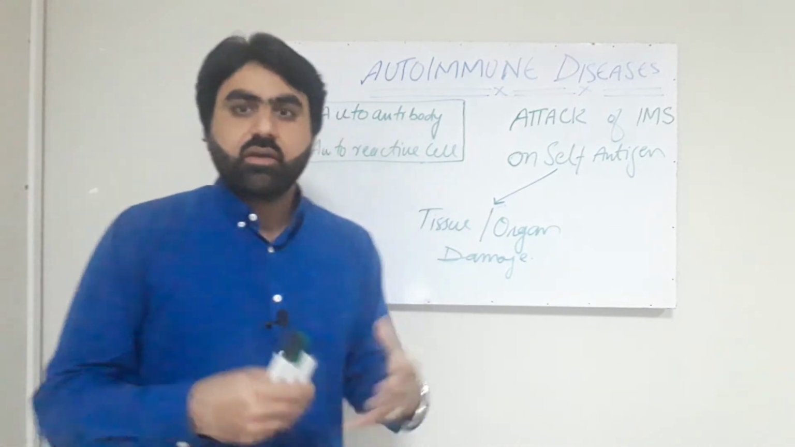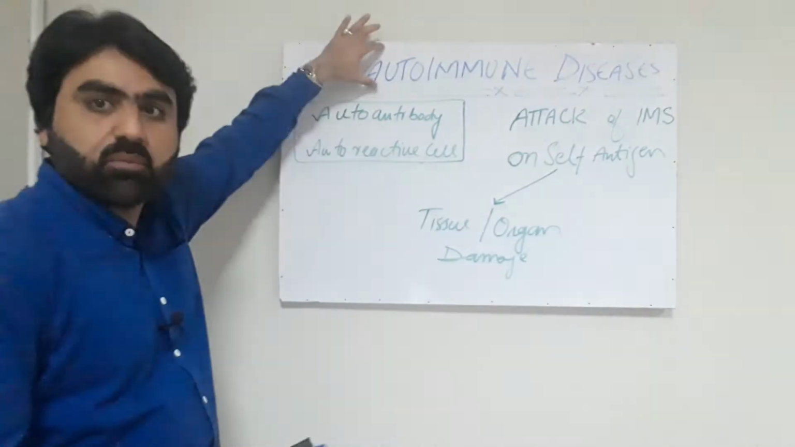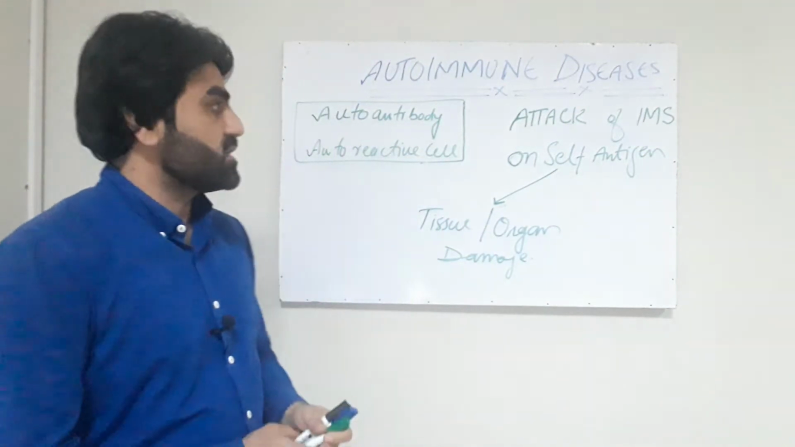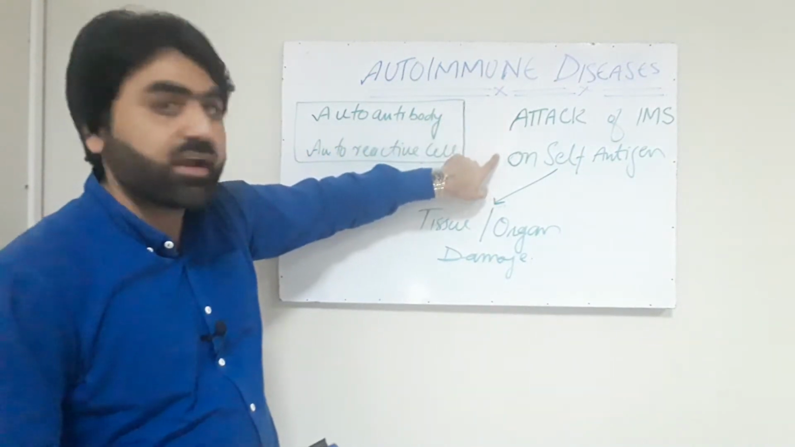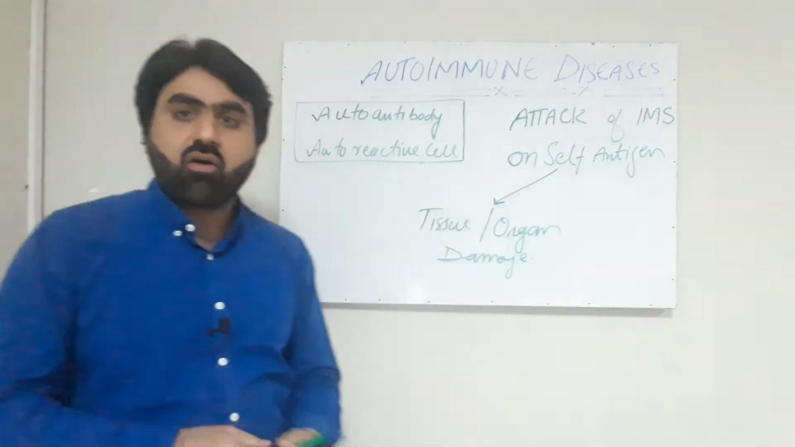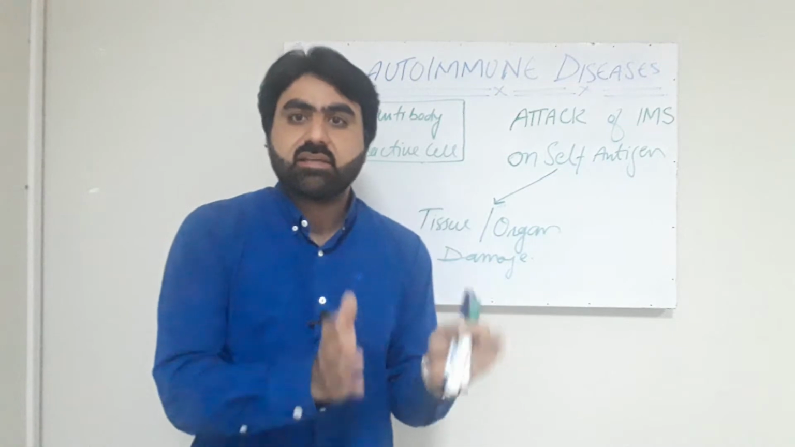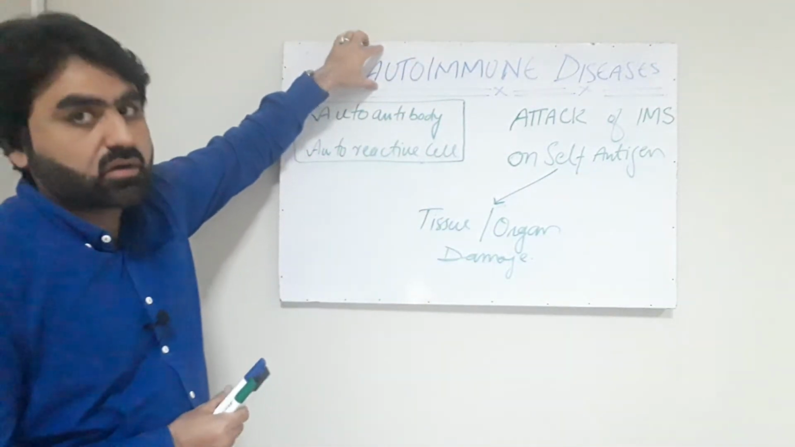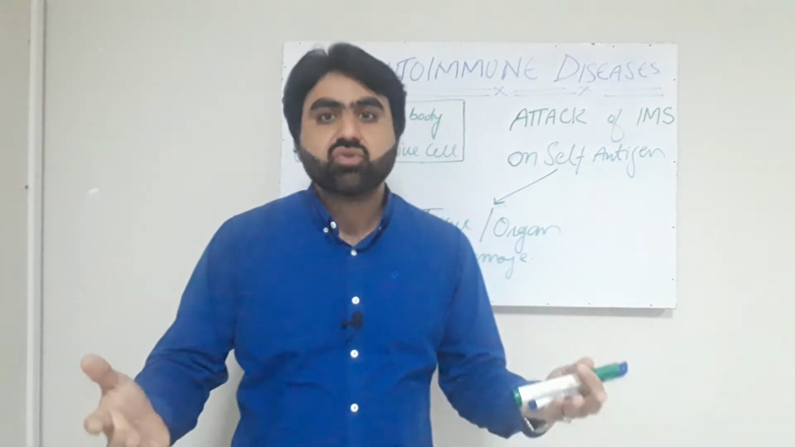Dr. Aman's video. Dear viewer, today we will discuss the mechanism of autoimmune diseases or autoimmune disorder. Autoimmune diseases are caused due to the attack of the immune system on self-antigen, which can damage the tissue or organ of the body and can result in a disease or disorder, and that disease or disorder is known as autoimmune disease or autoimmune disorder. Now, what does it really mean to us?